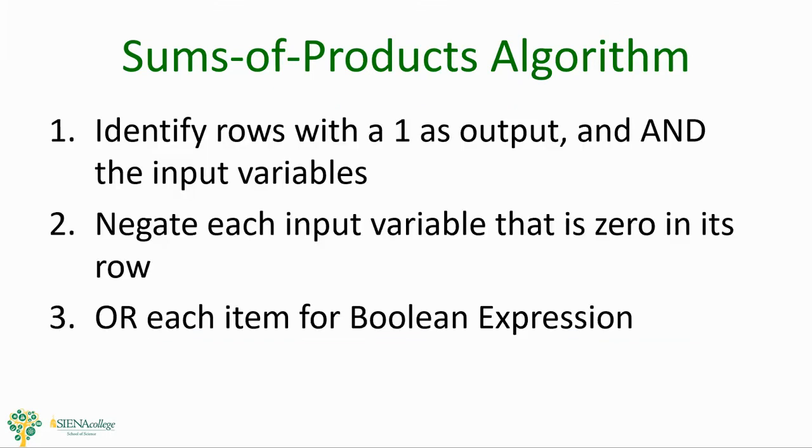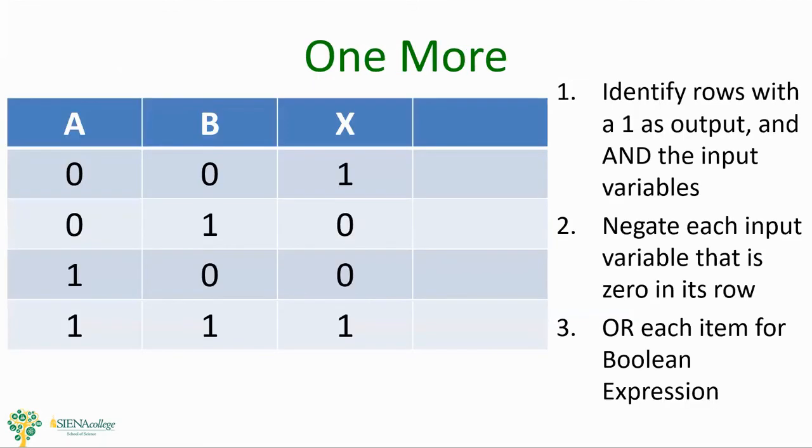The steps once again. Identify the rows with a 1 as an output, and then AND all of the input variables together. Next, for each input variable that is 0 on its row, you'll negate that variable. Lastly, you'll take each of the items that you created in step 2 and OR them together. So let's do one more together.